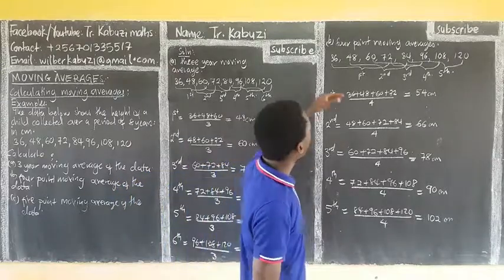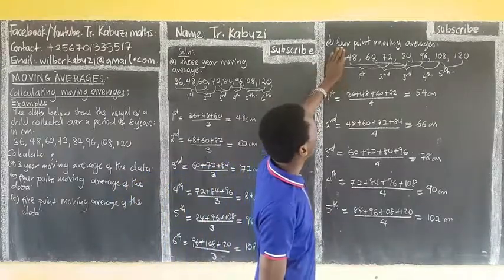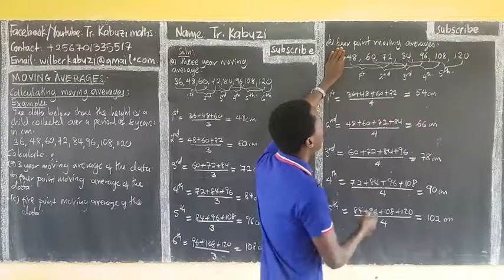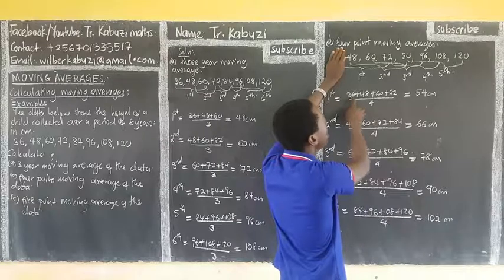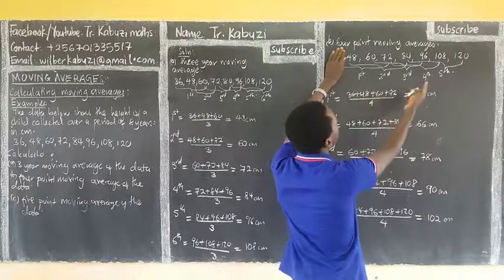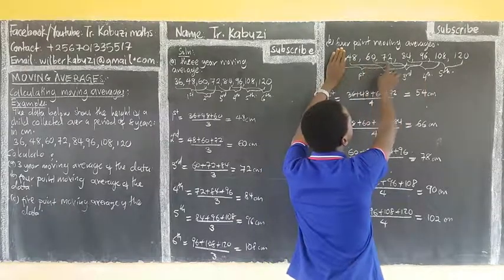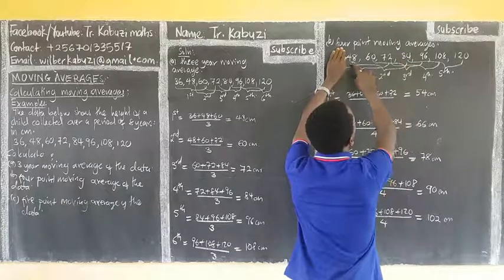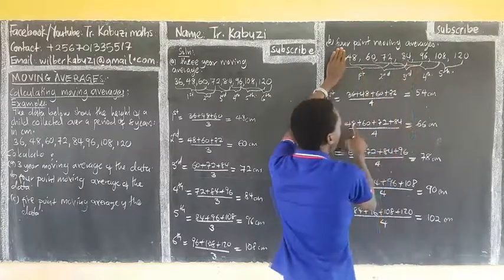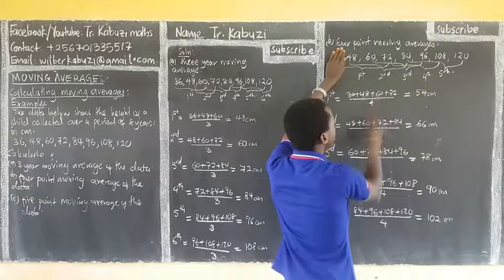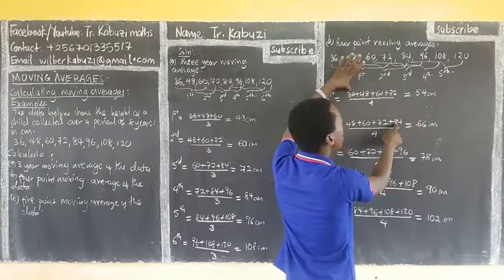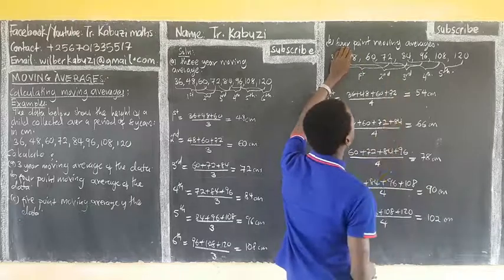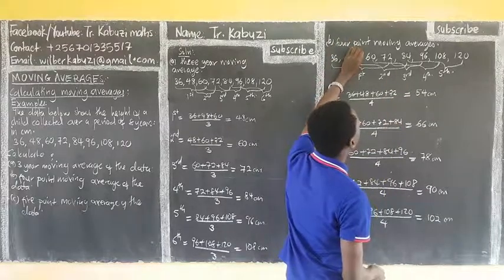Now, when I come to the next, you cover this, now you take the next 4. You see this one, now we drop 36. Now we take these ones and we add the next. You see this, and then this. That's why it's running from here up to here. So that's why we start from 48, 60, 70. Then we add on the one which is going to replace the one we have dropped, which is now 84.